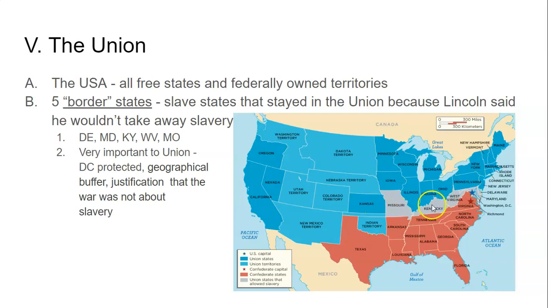The border states also act as a geographical buffer between the North and the South. You are going to see some battles happen in these states. Also, it's one way that Lincoln can try to justify to the South that the war isn't just about slavery, because there are these slave states that have stayed. So you can't say that every slave state has left because I'm going to take away slavery, because I'm not.